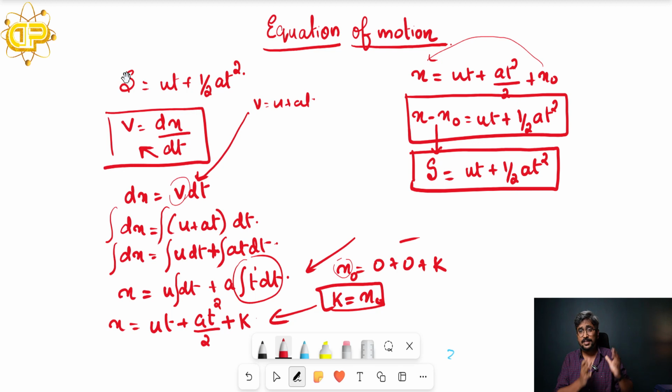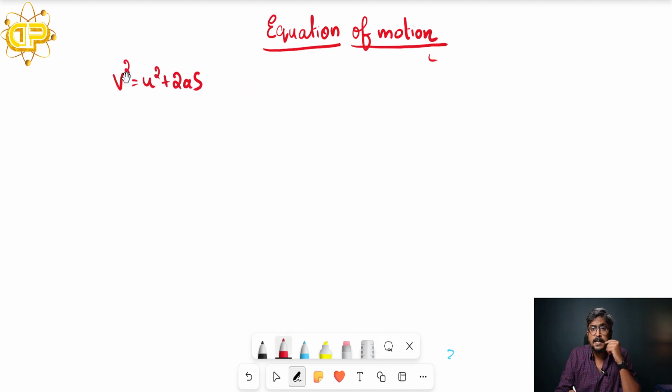And now what about the third equation of motion, that is v square is equal to u square plus 2as. So how can I derive that equation of motion? v square is equal to u square plus 2as. So here also I'm just taking v is equal to dx by dt. This is the basic equation. Velocity is equal to rate of change of displacement.